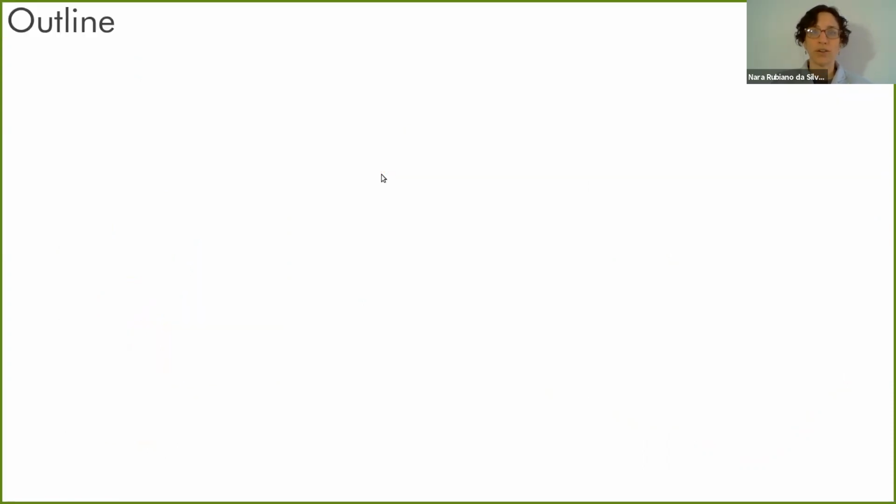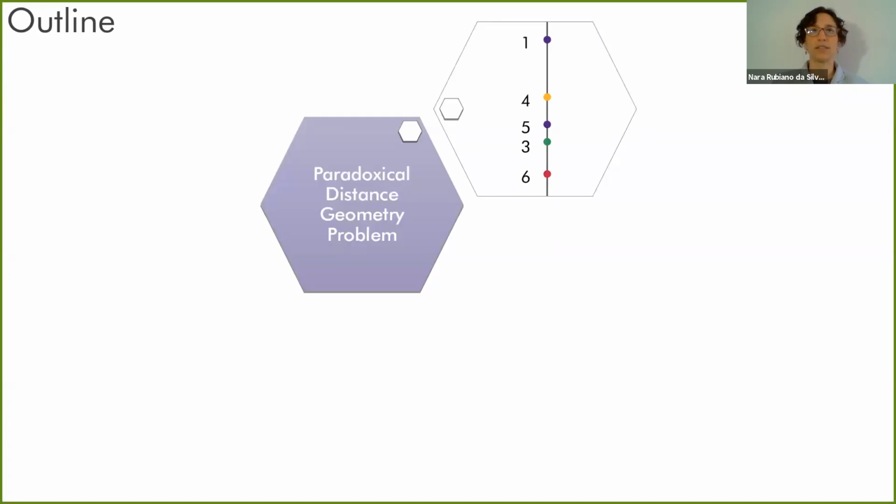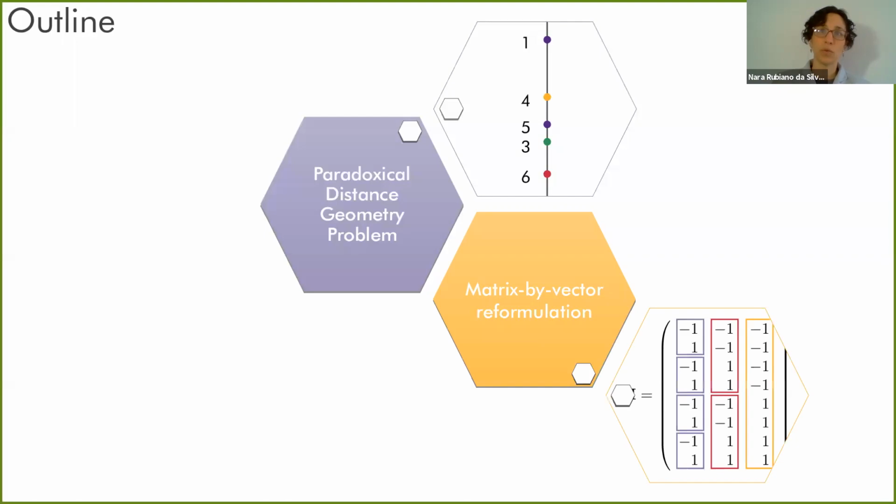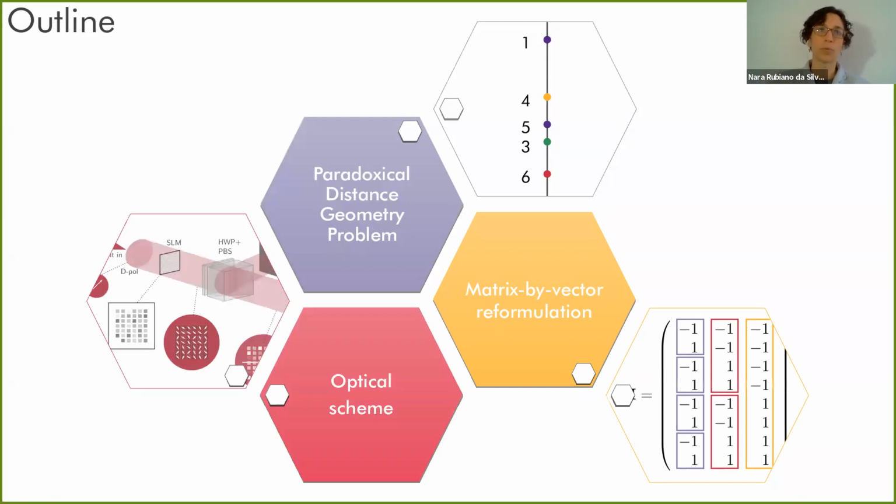So a quick outline of my talk is as follows. I'll first define the DGP instance we are dealing with, then I will introduce you to one type of algorithm used to solve it. Then I will present how we reformulate this algorithm as a matrix-by-vector multiplication. This multiplication can be performed with our proposed optical scheme, which I will show you in the last part of my talk.